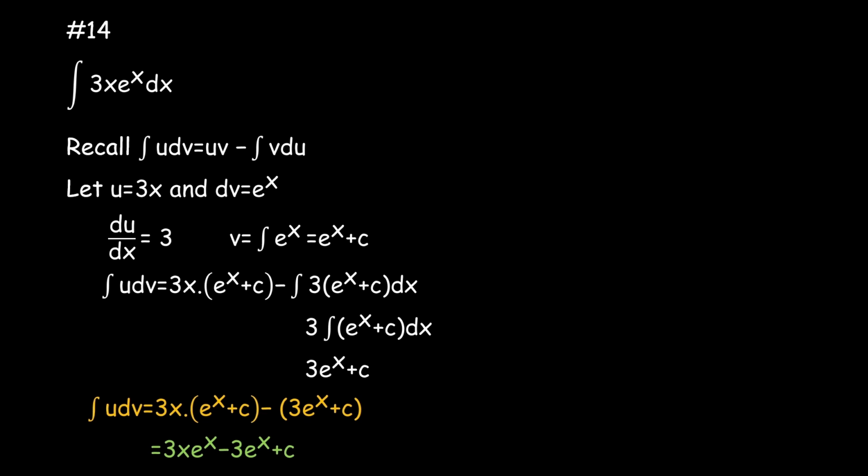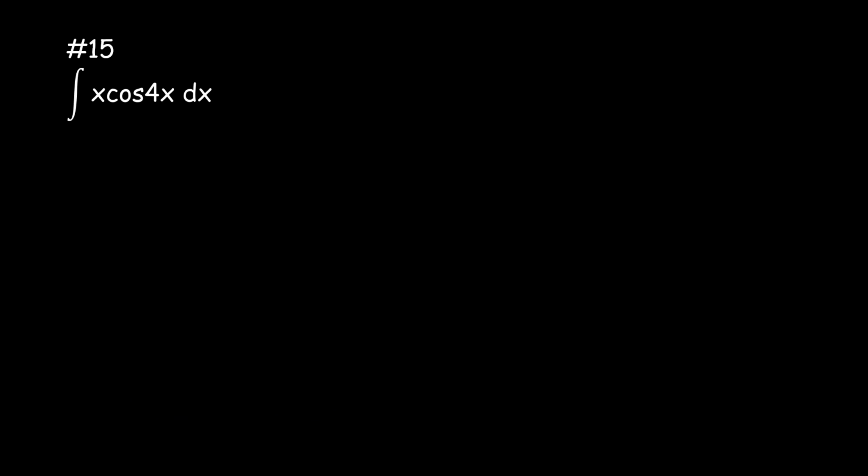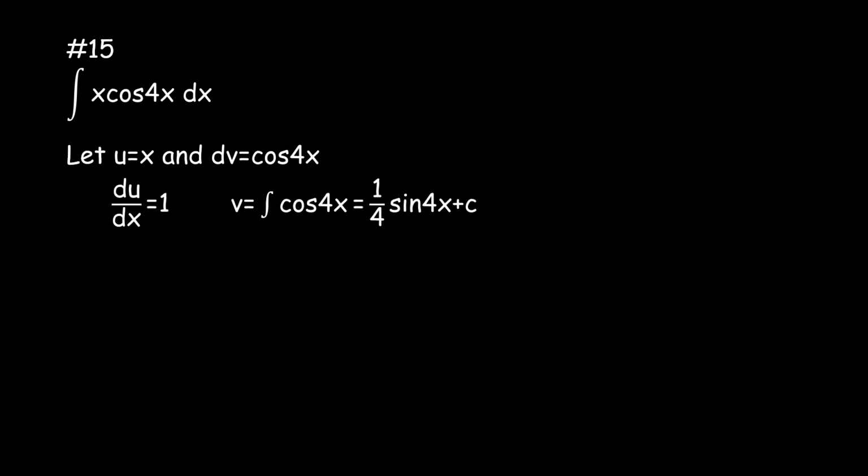Question number 15. So we have the integral of x cos 4x dx. We are going to take u to be x, since it's easily differentiable. So if u is x, that means dv would be cos 4x. Now du by dx is just 1, and then v will be the integral of cos 4x, which is 1/4 sine 4x, which we had seen in a previous question.